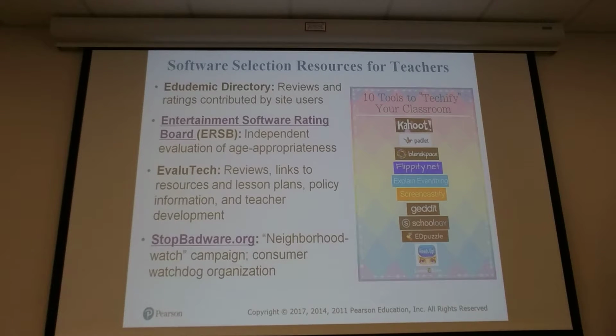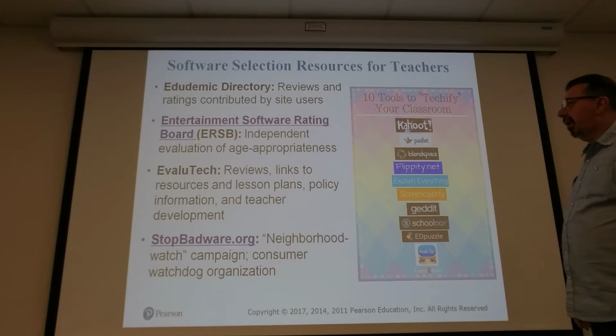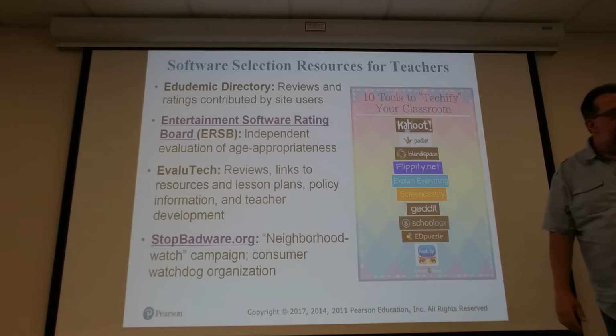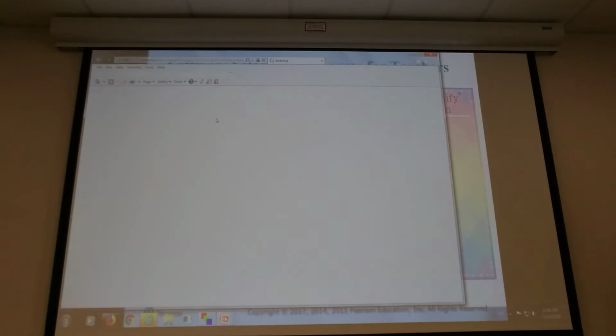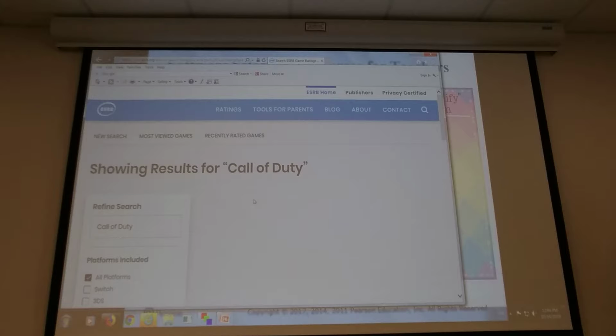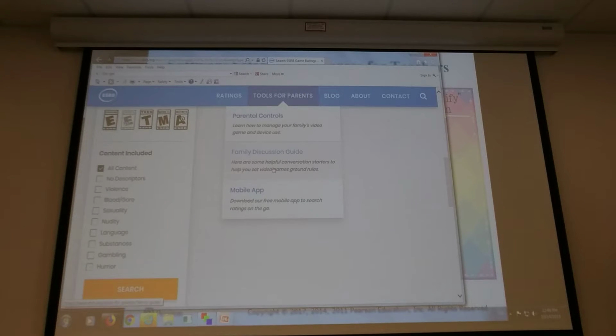There's a lot of stuff out there that we can use to evaluate software. So we have the Edudemic Dictionary, which the link does not work. We have the Entertainment Software Rating, which is actually very interesting. We're going to take a quick look at it. When you click on here, not sure if I had already put in something. So I put in Call of Duty, right? Just to see what the rating was on it. And on all platforms and all content, so we're talking language, nudity, sexual content, blood, gore, everything, and I hit search.